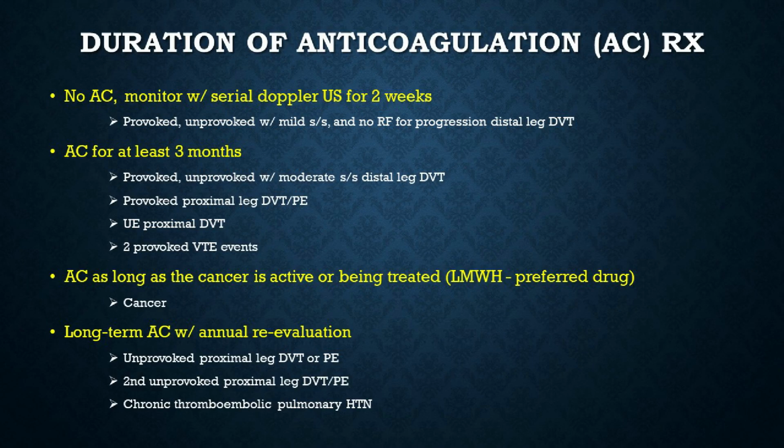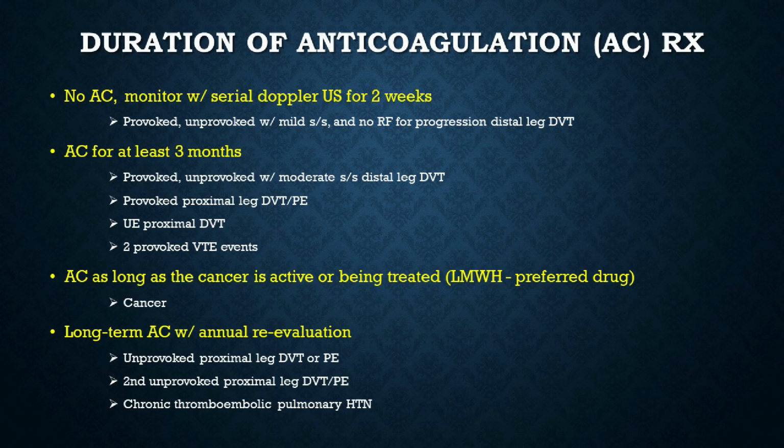Now the mainstream of the treatment for pulmonary embolism and deep venous thrombosis is anticoagulation. Now let's discuss first the duration of the anticoagulation therapy, and then we're going to move on to the choice of anticoagulation therapy. Now you don't have to give any anticoagulation, but you can just monitor with serial Doppler ultrasounds for 2 weeks when you have unprovoked with mild signs and symptoms and no risk factors for progression distal leg DVT.